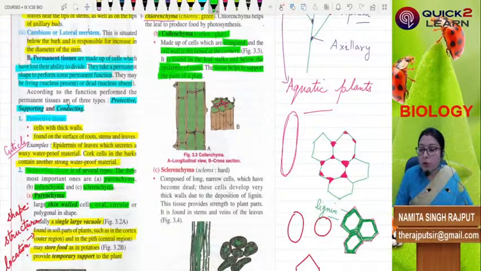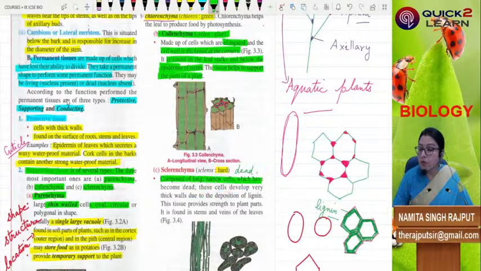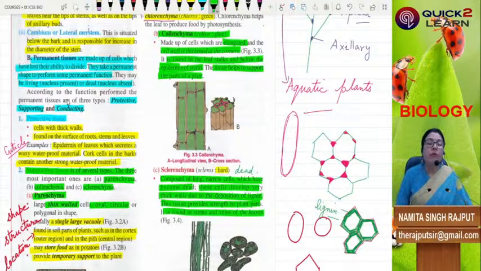So we'll move on to the third tissue, the Sclerenchyma. It is hard and it is a dead tissue. The first two which you had studied, the Parenchyma and the Collenchyma, were living tissues, living cells. These are dead tissues. They are composed of long narrow cells which have become dead. Their cell walls develop very thick walls due to deposition of lignin, and they provide strength to plant parts. It is found in stems and veins of leaves. Wherever strength is required, Sclerenchyma tissue is present there. It is basically responsible for providing strength to the plant.